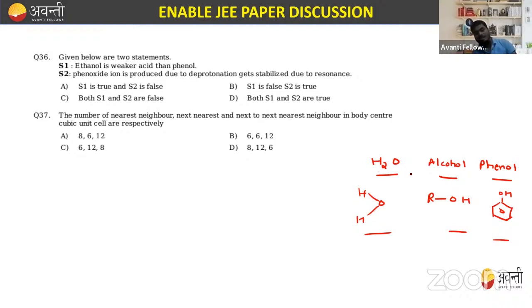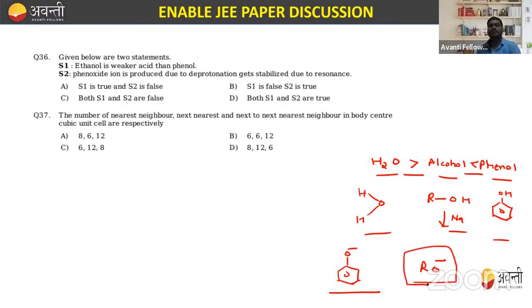Comparing the acidic character of H2O, alcohol, and phenol, H2O is more acidic than alcohol, and phenol is more acidic than alcohol, because due to resonance the phenoxide ion is much more stable than the alkoxide ion. When treated with an active metal like sodium, after removal of Na we get RO negative in alcohol, and in phenol we get phenoxide, C6H5O negative. Phenoxide ion is much more stable due to resonance, so phenol is more acidic than alcohol.